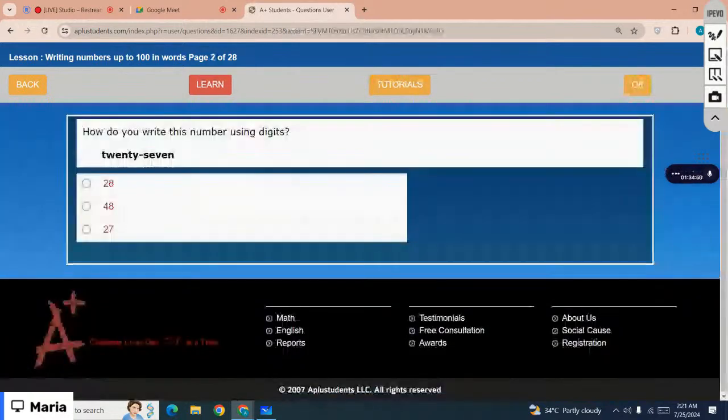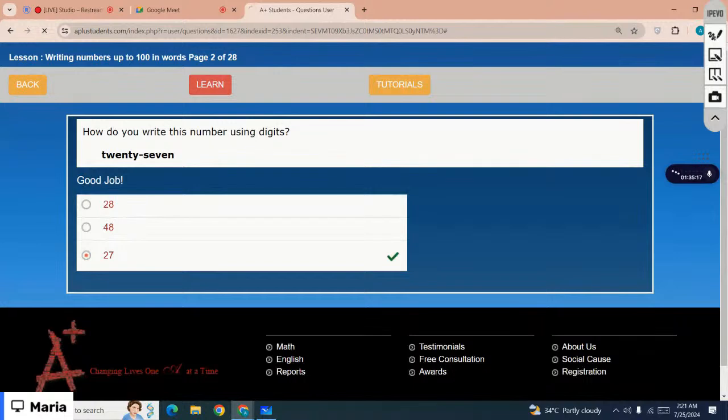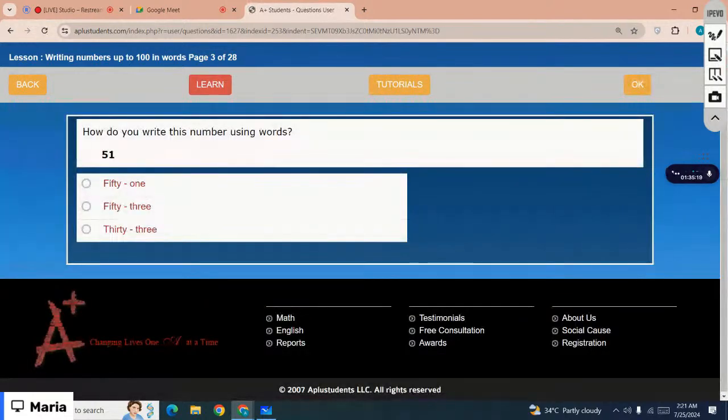How do you write this number using digits? 27. Which is the correct option? 27, right? So option number 3 is the correct option. How do you write this number using words? 51. Now you have to write it in the words form. So which is the correct option?